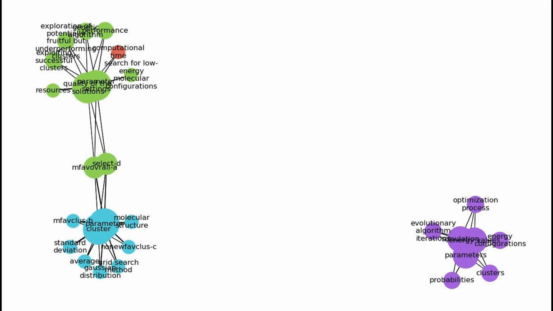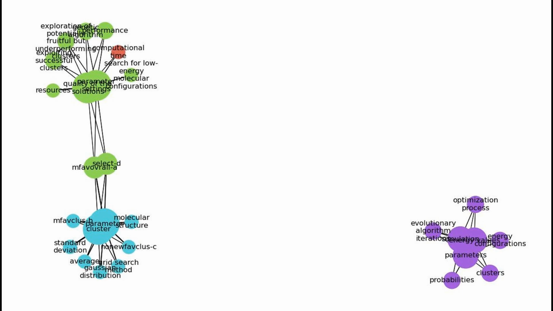The researchers utilized a grid search method to explore a range of possible values for 4 key parameters: MFavOvrAll-A, MFavClustB, MFavClustC, and Select-D. Each of these parameters influences how the algorithm selects clusters based on their historical performance in producing low-energy molecular structures. To optimize these parameters, the researchers first modeled the performance of each cluster by calculating the average and standard deviation of molecular energies produced from multiple evolutionary algorithm runs.